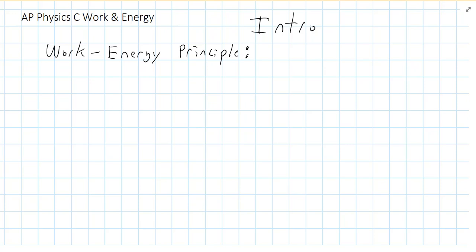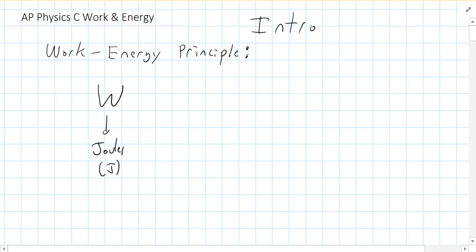All right. Now, normally I don't do this, but for now, I'm going to actually start with an equation, and that's called the work energy principle. Okay. And let's start with work. Okay. Work, the symbol for work is a capital W, and it's measured in joules, or a capital J.